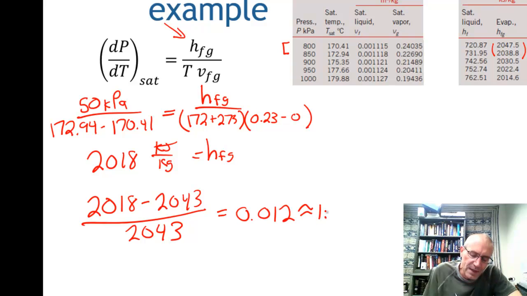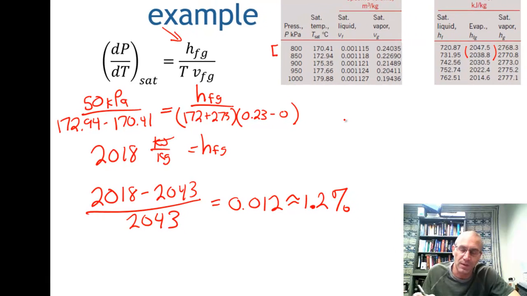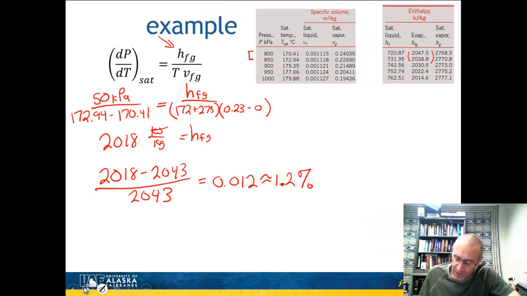So I got a pretty good estimate. I got an estimate within 1.2% using the Clapeyron relation. We're just doing approximations, and I did a lot of approximations and rounding in my algebra, but within 1.2% is pretty good. So that's another example of where a Maxwell relation, in particular the Clapeyron relation, is pretty useful.